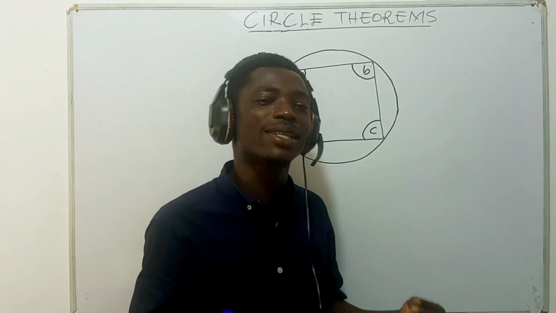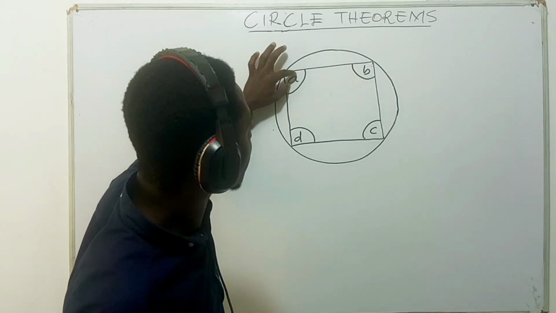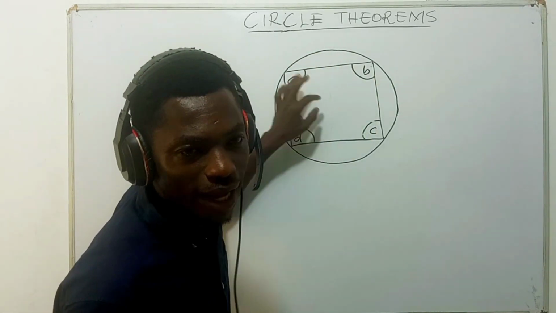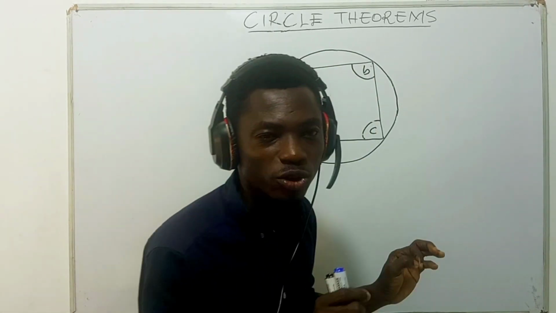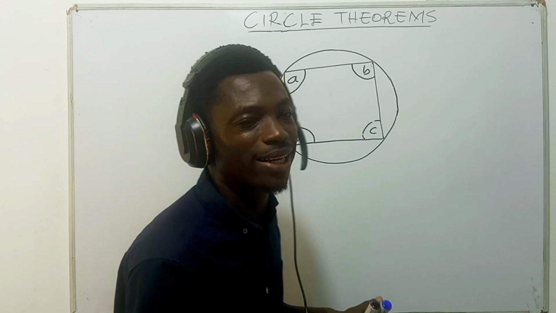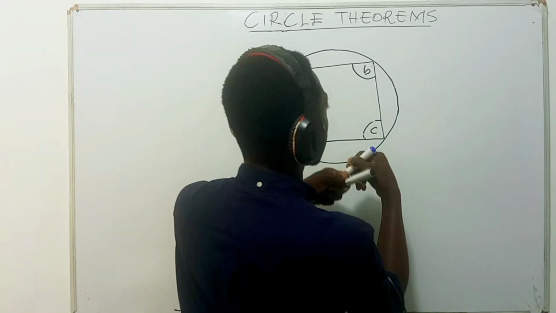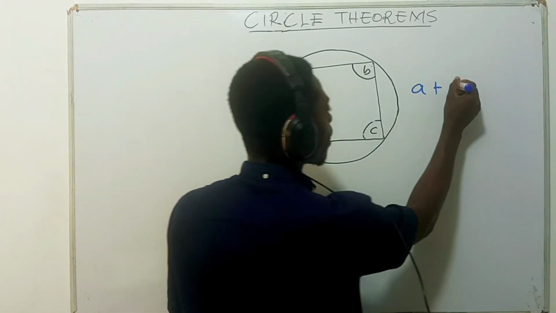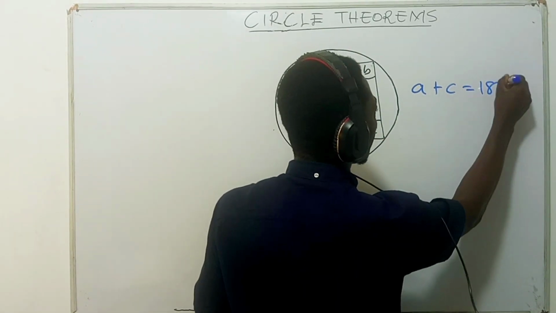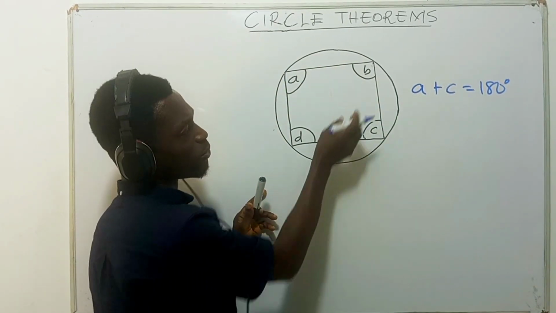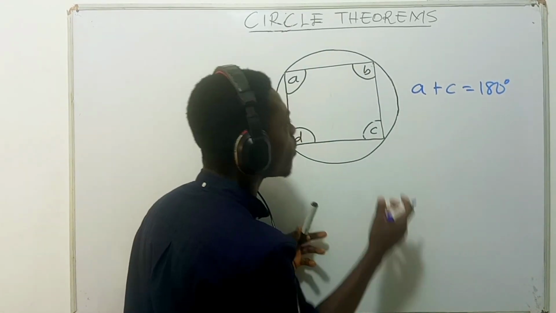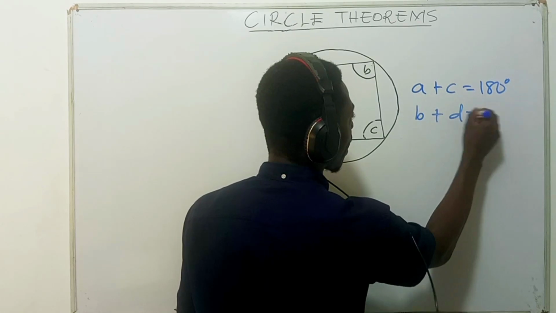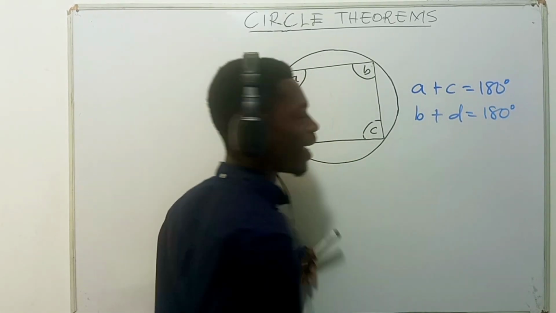And what the theorem is saying is that when we add the two opposite angles that we have in this polygon inside the circle, they are supplementary, which means they add up to what? 180 degrees. So in this situation, if we add A and its opposite angle, which is C over here, we should get 180 degrees. In the same way, if we add B and D, B plus D, we are getting the same 180 degrees.